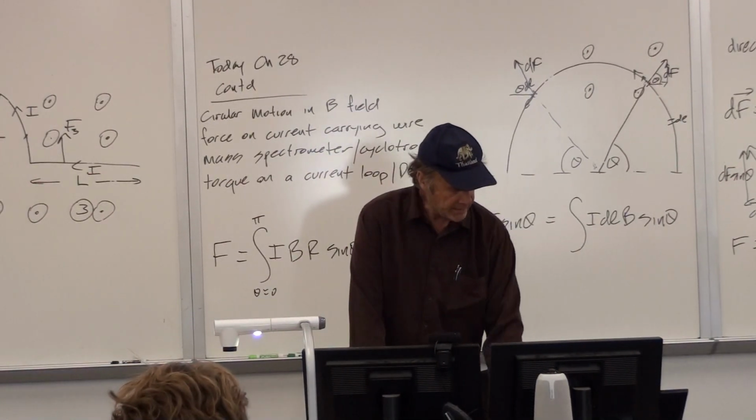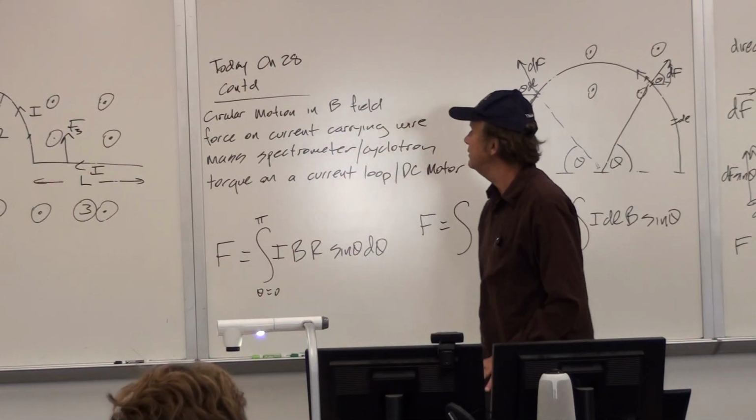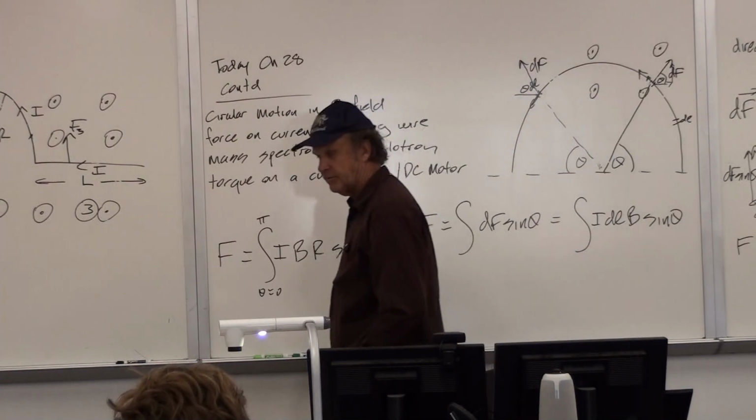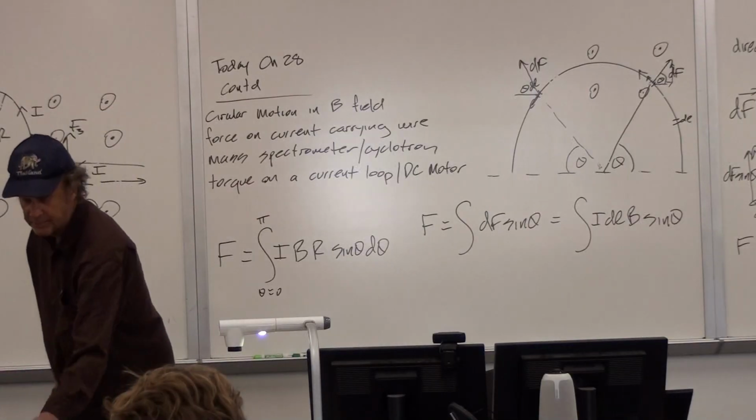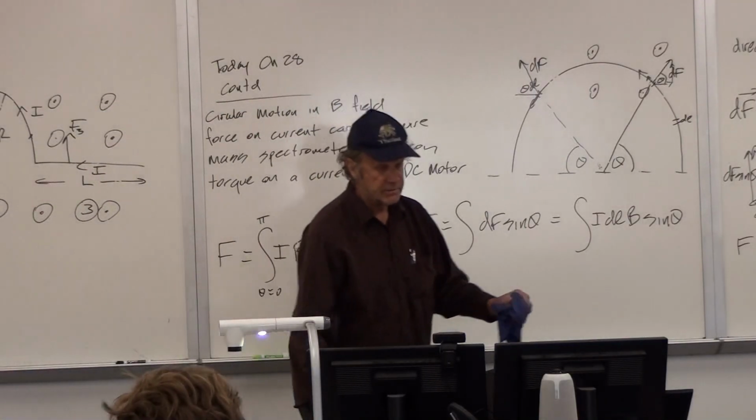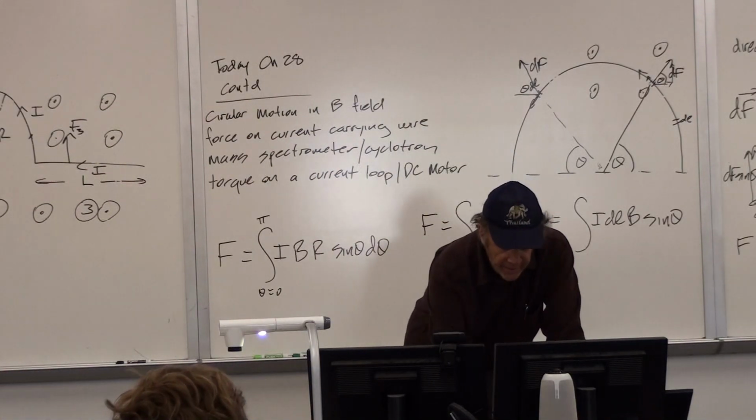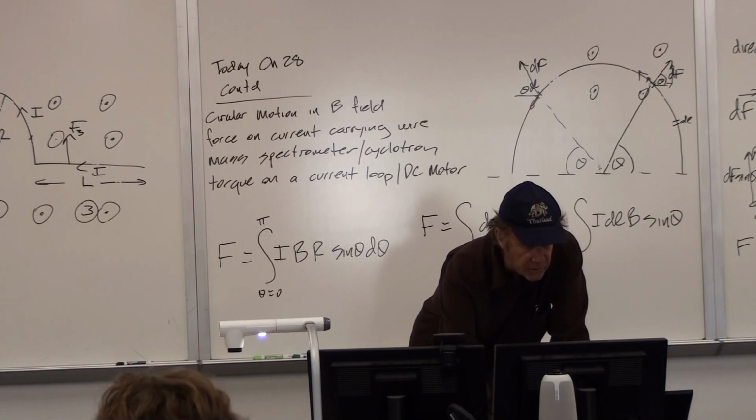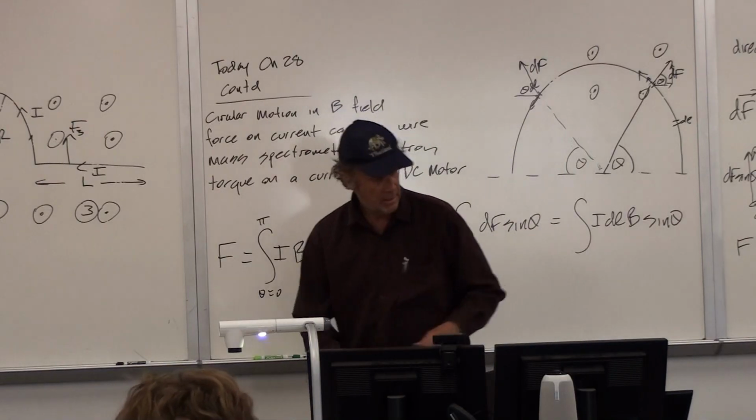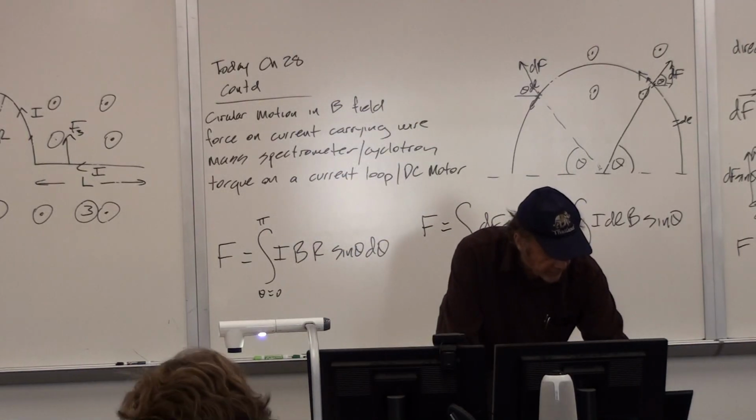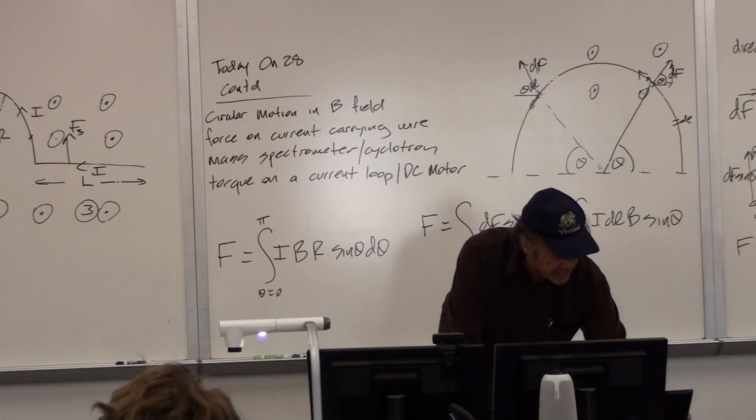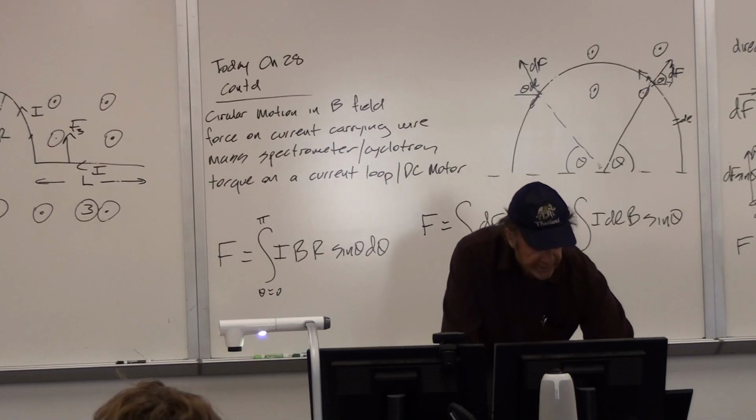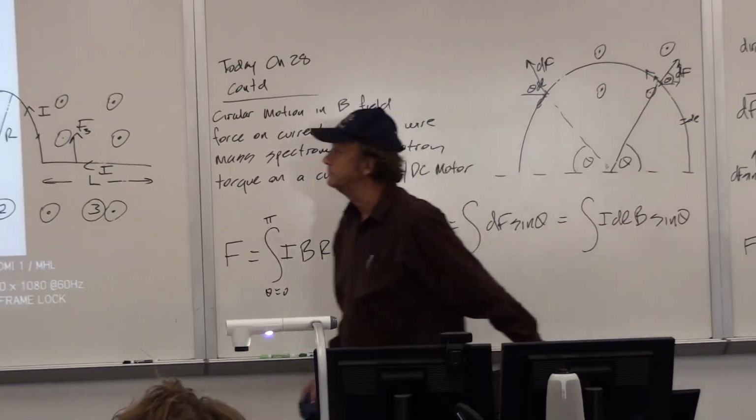All right, next, what I wanted to do is look at the process of what we call velocity selection. And so this is a way in which we can pick out the velocity of a charged particle by means of exposing it simultaneously to electric and magnetic fields.